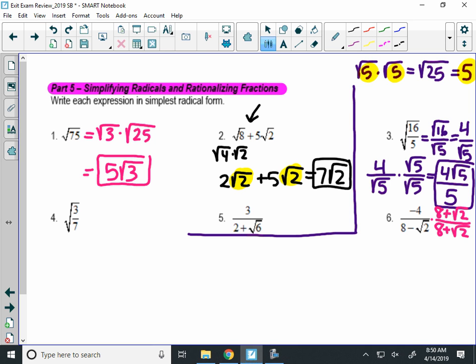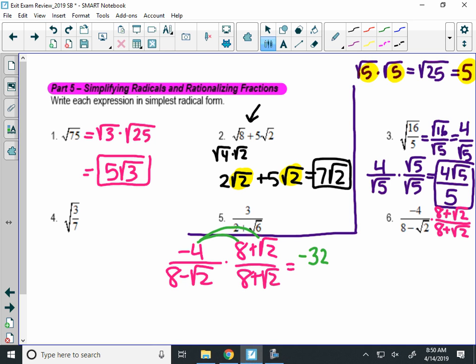So let's multiply this out. I'm going to rewrite it down here. I have negative 4. All right, well, when I simplify this, I'm going to start by multiplying the negative 4 with the 8 and the negative 4 with the radical 2. Negative 4 times 8 is negative 32. Negative 4 times radical 2 is minus 4 radical 2. It just goes in front of the radical.